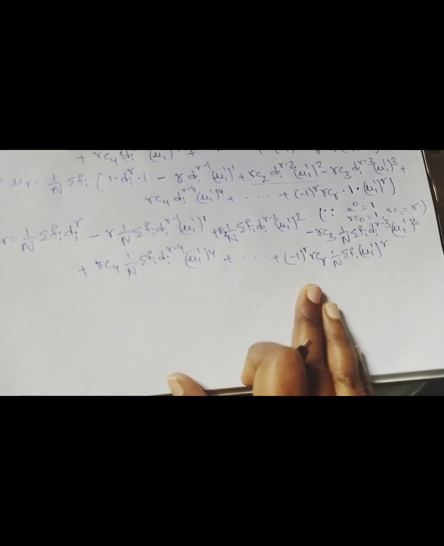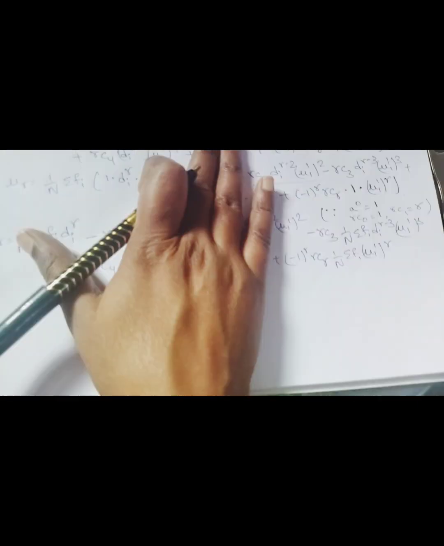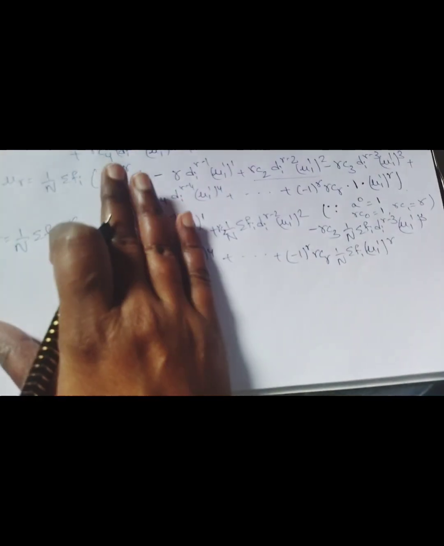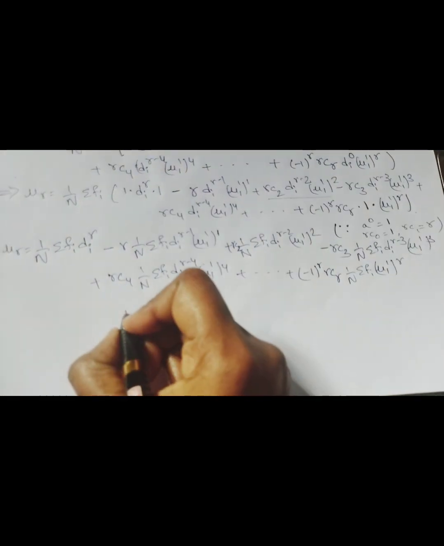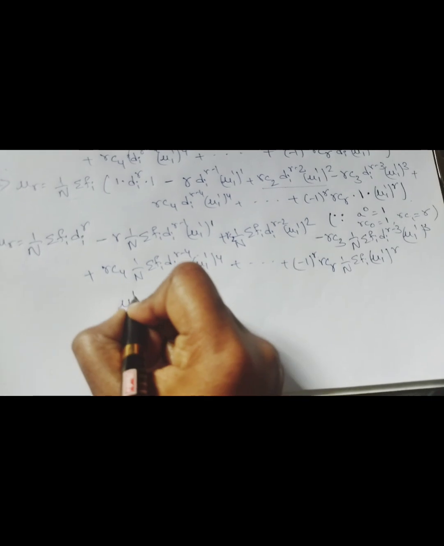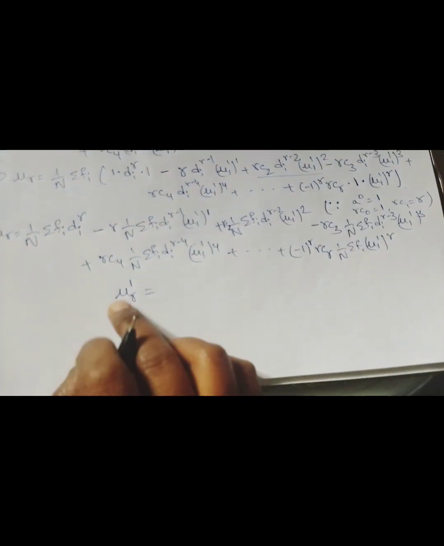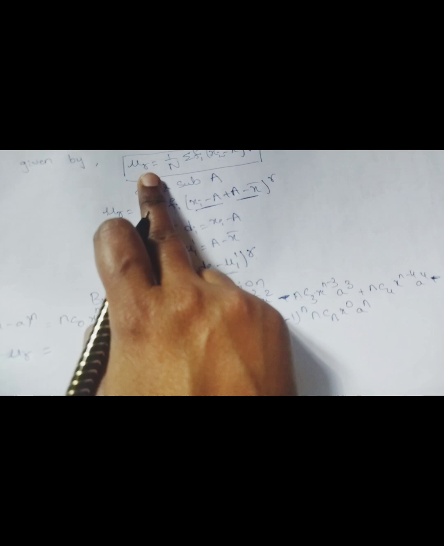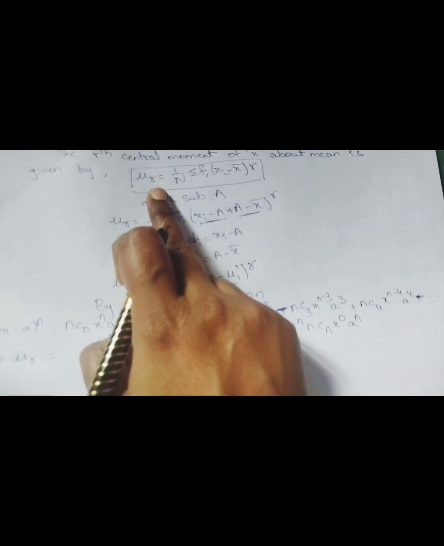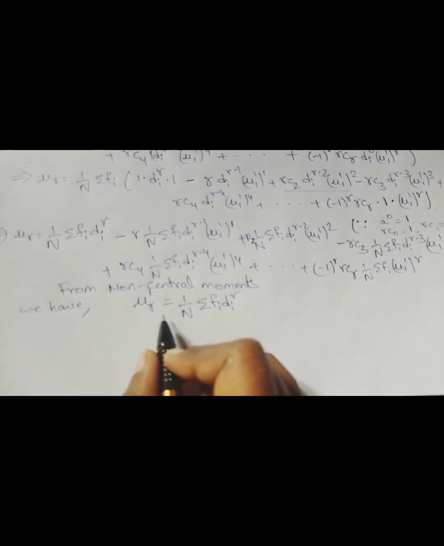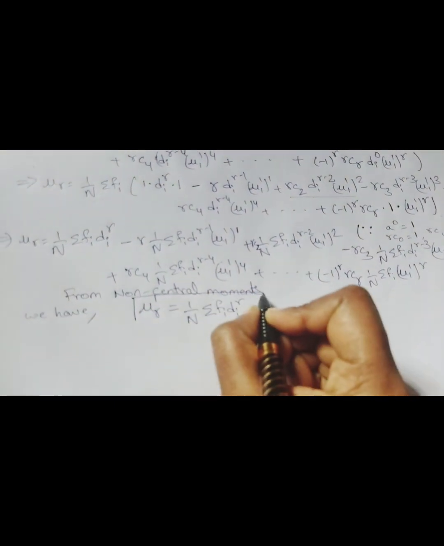Now from the non-central moment, what we have to do, our problem, or our theorem, is to convert a relationship between central and non-central moments. So we have taken out the central moments. Now we are converting the central moments into non-central moments. So what is the non-central moments formula? How do we denote the non-central moment? We denote the central moments with mu r: mu r equals 1 by n summation xi minus x bar whole power r. In case of non-central moments, we denote mu r dash equals 1 by n summation fi di power r.